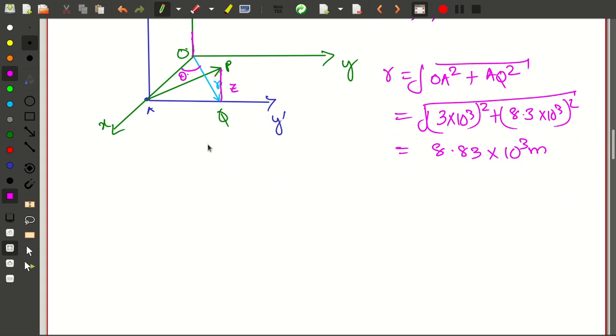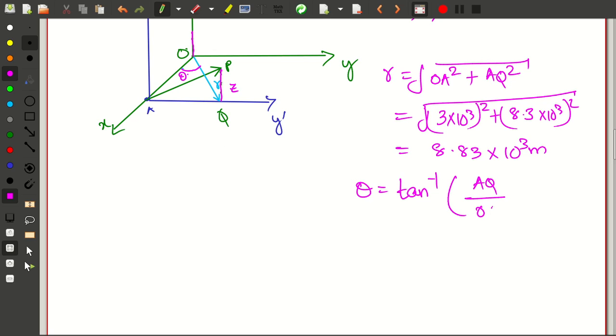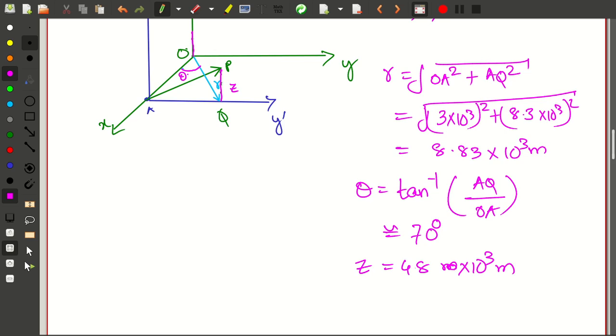Now you have to find out theta. To find theta, you use your trigonometric ideas. So that is tan inverse of AQ upon OA. Those values you also have. If you round it, the rounded value is equal to 70 degree. So that's the value of theta. Now you are set. You have theta already, and z you already calculated, which is equal to 4.8 into 10 raised to 3 meters. So you have all the values.